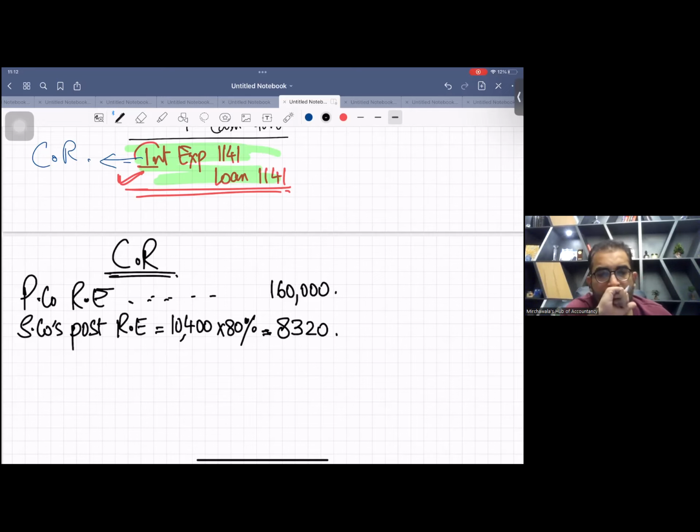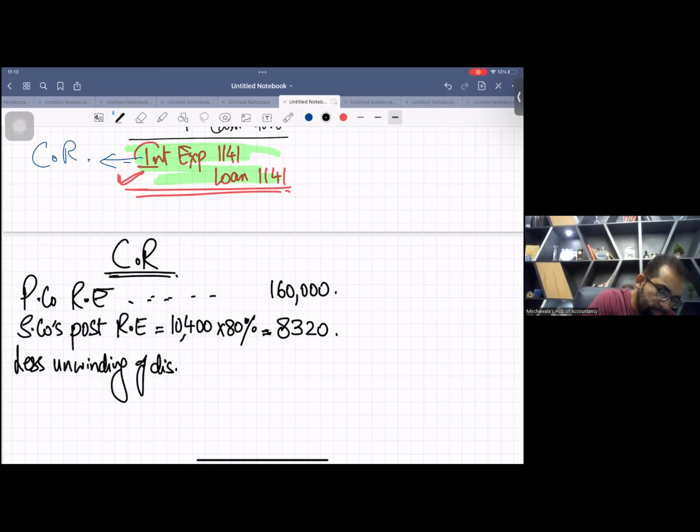8320, right? Now, many things we have to post, right? Let's start from scratch. The first thing we have to post is unwinding of discount on deferred consideration. Unwinding of discount, 5,000 plus 5,500, less unwinding of discount deferred consideration. This was 10,500. Remember the cumulative amount.